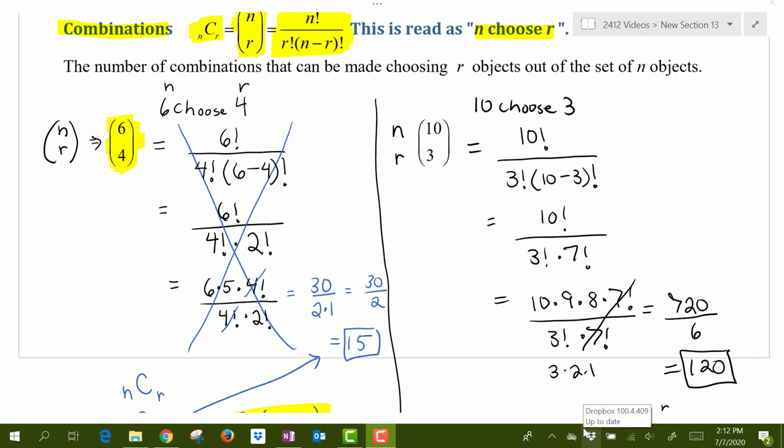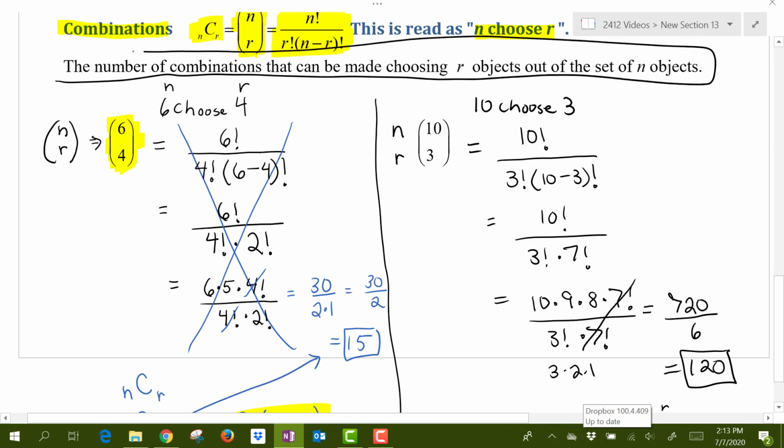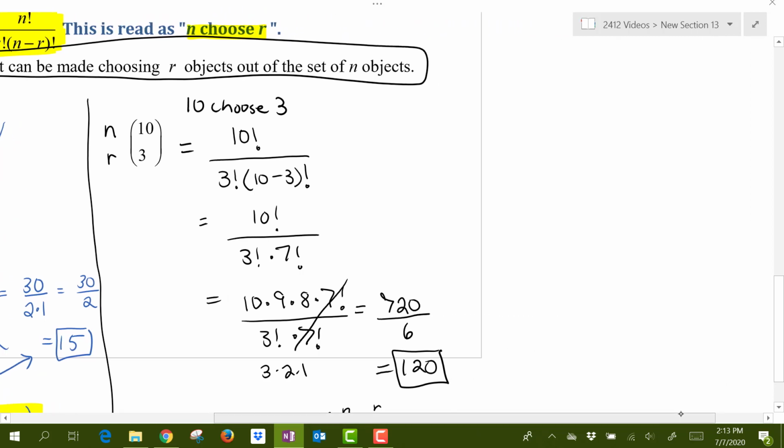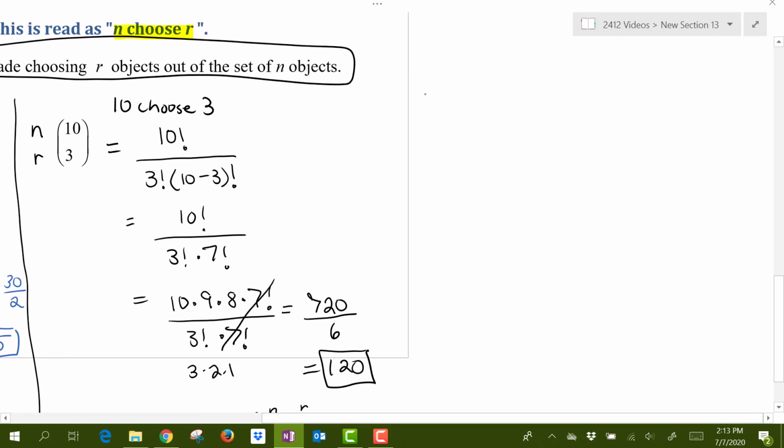Now the last thing that I want to do here is talk about what combinations mean. And so there's a little definition here that says that combinations are the number of combinations that can be made choosing r objects out of the set of n objects. Okay, so let's talk about what that means. It's kind of nice to know what this number means and what you're actually finding. Okay, so I'm going to start out with kind of an idea here of, let's say that I have 4 markers on the table.